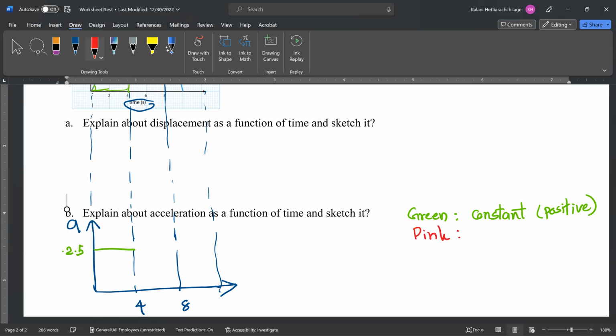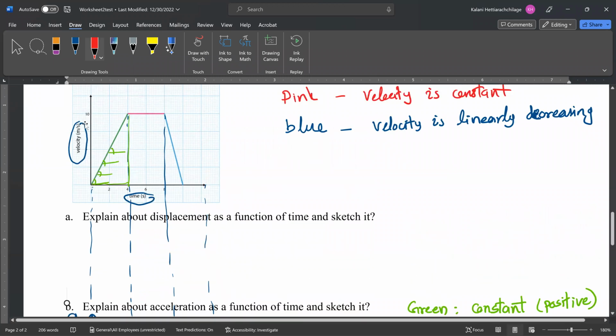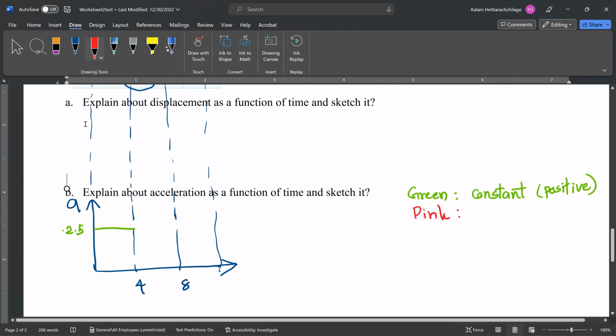Now we're going to move into the pink part. So in the pink part, you will see velocity is a constant. When you take the slope of the constant graph, there is no slope. That means your acceleration at that part is 0. So 0 acceleration.